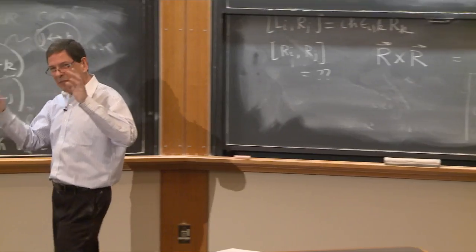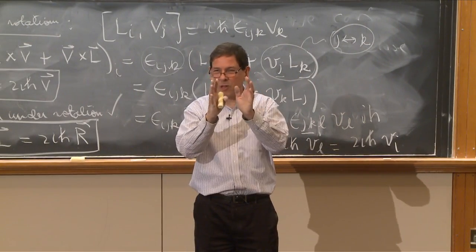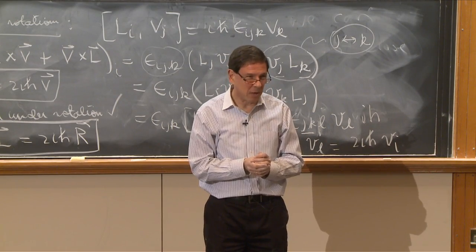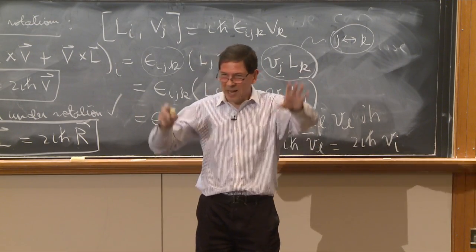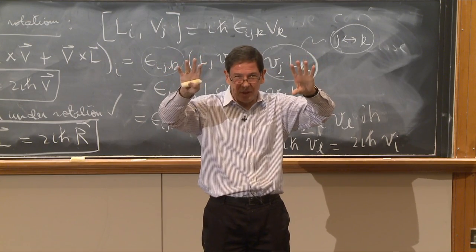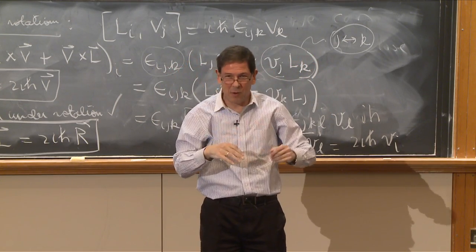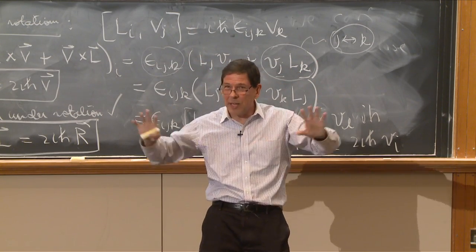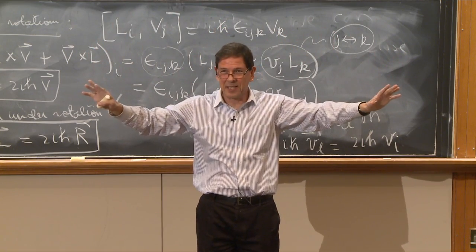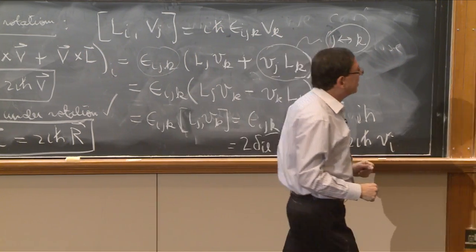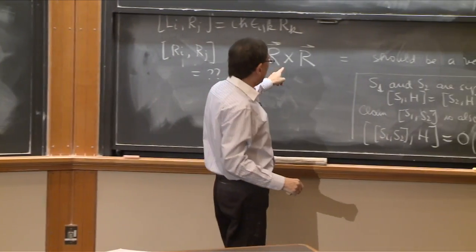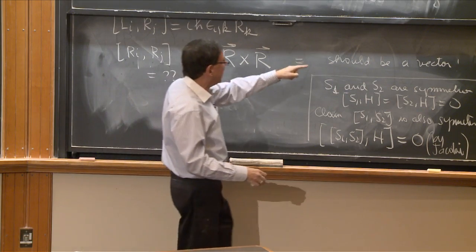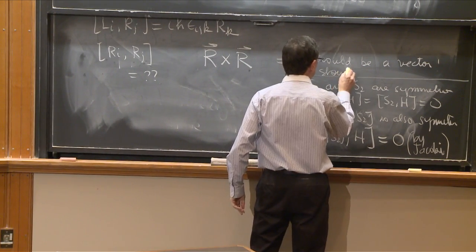This is the great thing about conserved quantities. If you have one conserved quantity, it's okay. But if you have two, you're in business. Because you can then take the commutator of these two, and you get another conserved quantity, and then more commutators. And you keep taking commutators, and if you're lucky, you get all of the conserved quantities. So here, R cross R refers to this commutator, so whatever is on the right should be a vector and should be conserved.